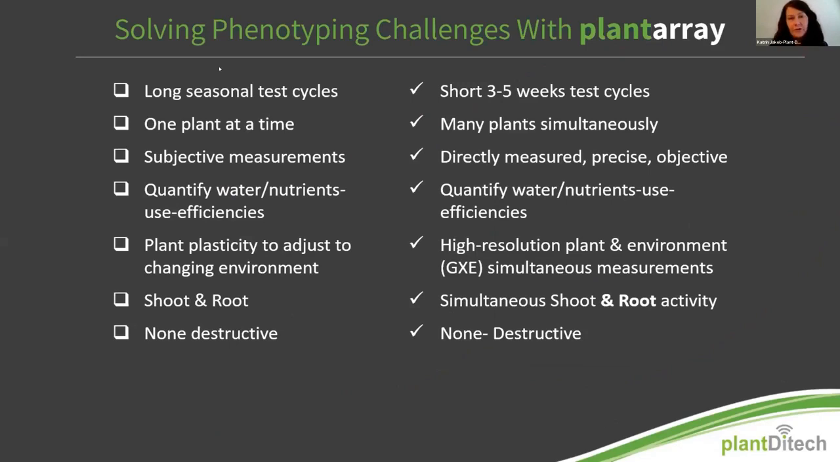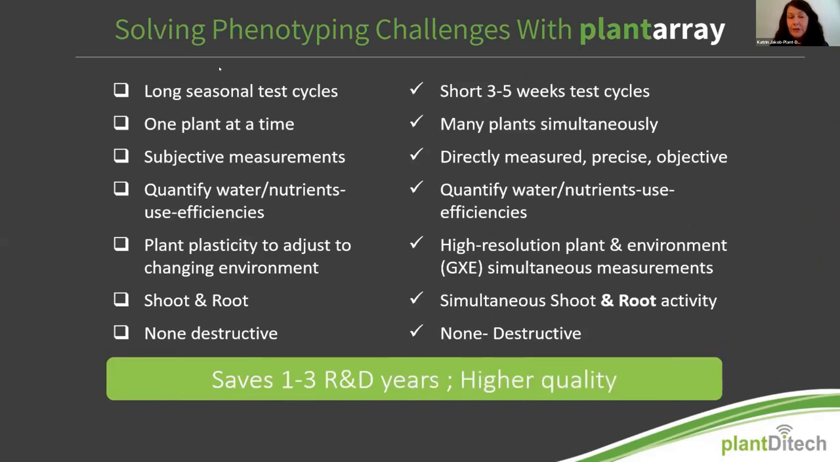In summary, because you see data right away and you know what your plant is doing, you can have very short testing cycles. We measure many plants simultaneously, we measure directly, we quantify water and nutrient use efficiency. You have a very high resolution, and we can capture, without destroying the plant, the genotype and environment interaction. So you can actually shave off quite some amount of time in your research.